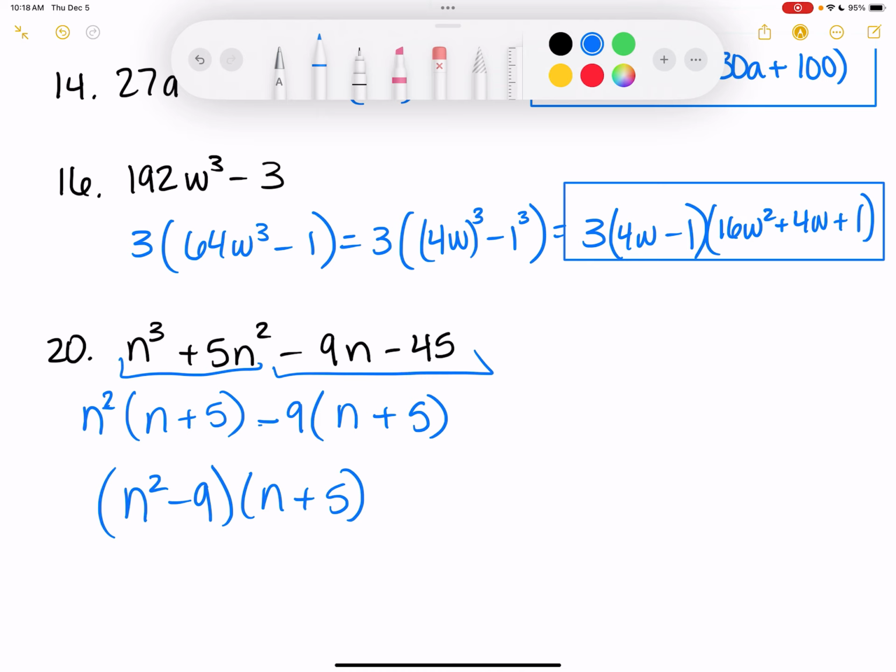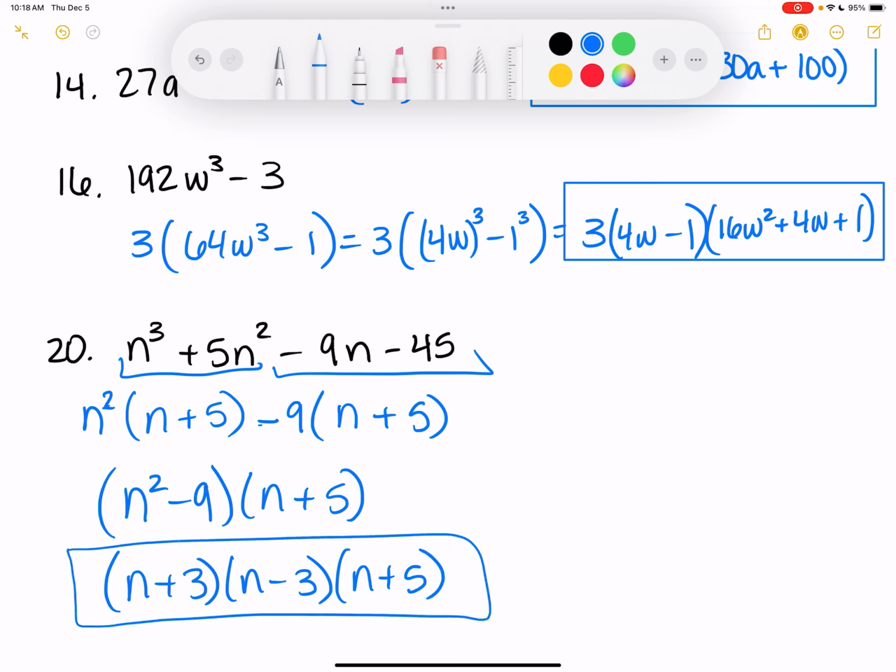No. So I'm going to tell you, this is a special type. That would be a perfect square trinomial. What's the other one? Starts with D. Difference of squares. So this will factor into n plus 3 and n minus 3. And then ultimately we also bring down that n plus 5. So this is it truly factored.